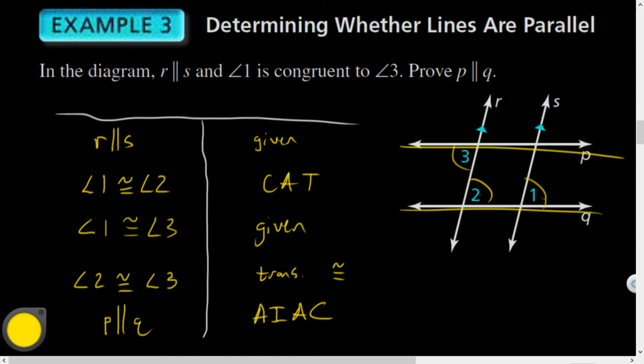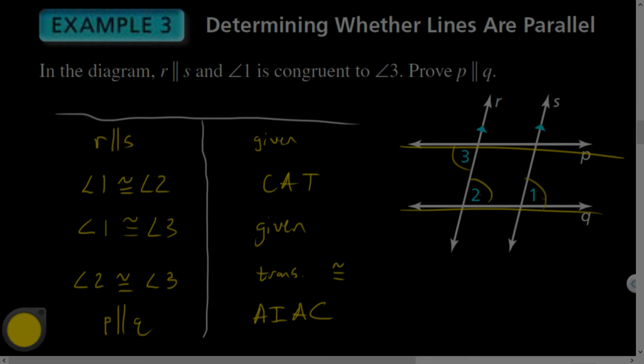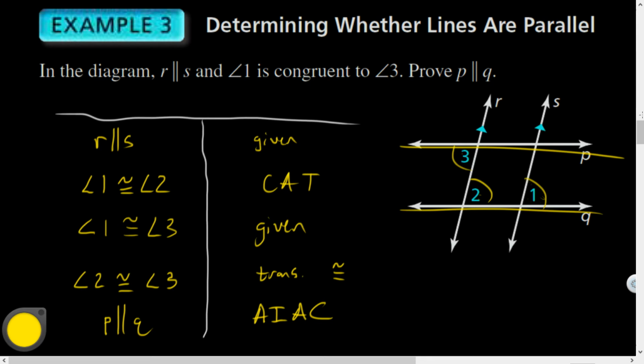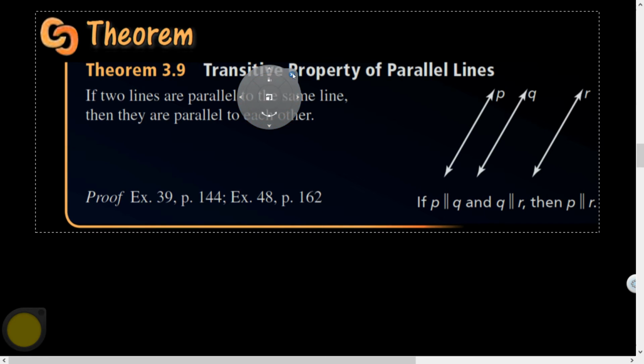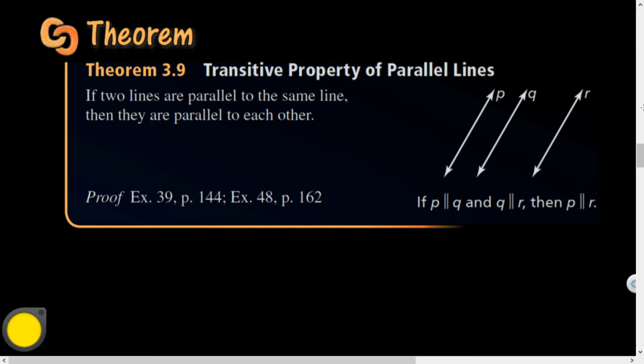All right, here we go. I'm just looking at what I want to do next. And we're also going to do the patriotic example 4 in a moment. But first, check this out. How about this? If two lines are parallel to the same line, then they are parallel to each other. So if P is parallel to Q, and Q is parallel to R, then P is parallel to R.